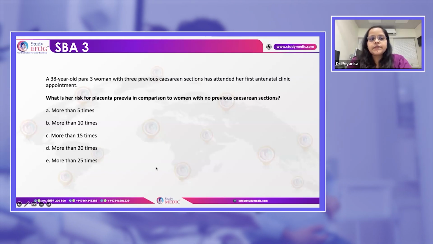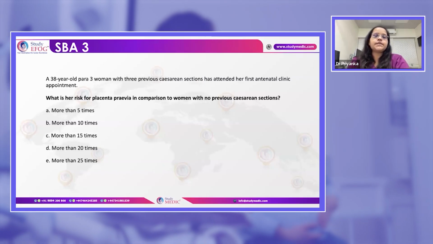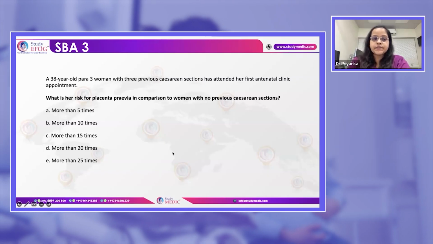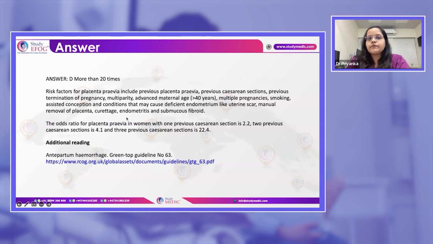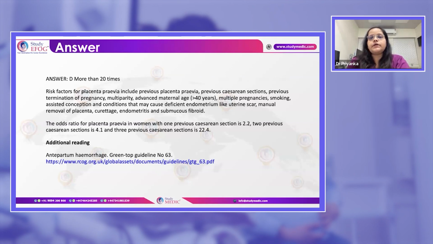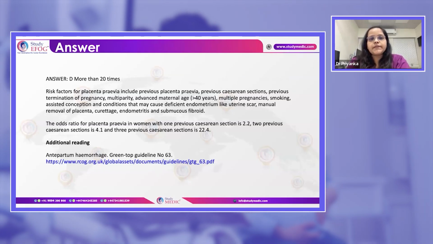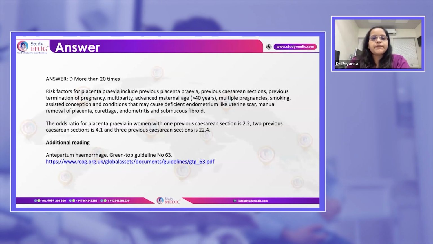So here the answer is, the more the number of cesarean sections, the increased risk of having a placenta previa. In her case, the answer is D. It is almost more than 20 times. Okay. A placenta which is low lying, within 20 mm of the internal os, is called a low lying placenta, and otherwise a placenta previa. So what are the risk factors for placenta previa?